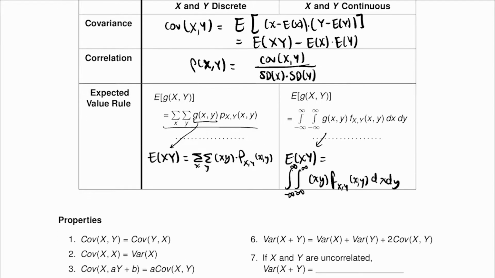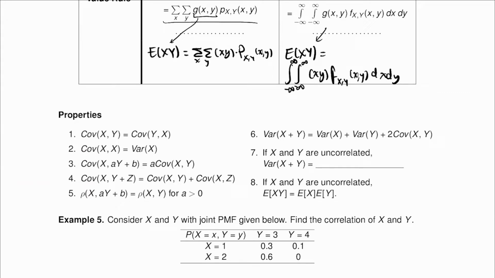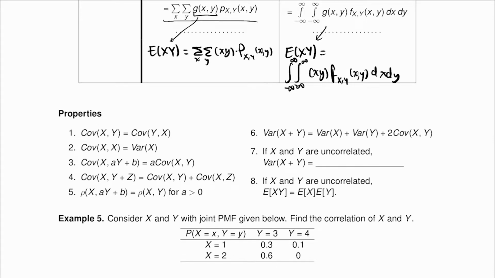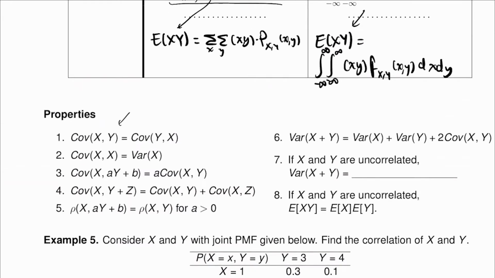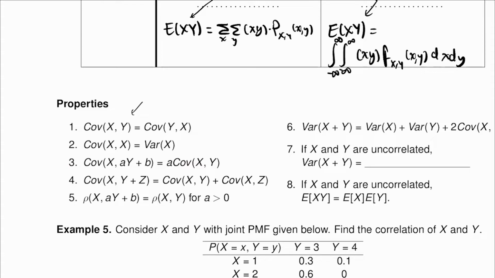Okay, we have some properties here, so you can check them. They're very easy to remember. Basically, the covariance is commutative, so it's the same to calculate the covariance of x and y as the covariance of y and x. The covariance of a random variable with itself is the variance. The covariance of x and a linear function of another random variable is calculated like this. We have the formula for the covariance of one random variable and the sum of two other random variables, and we have a formula for the correlation.